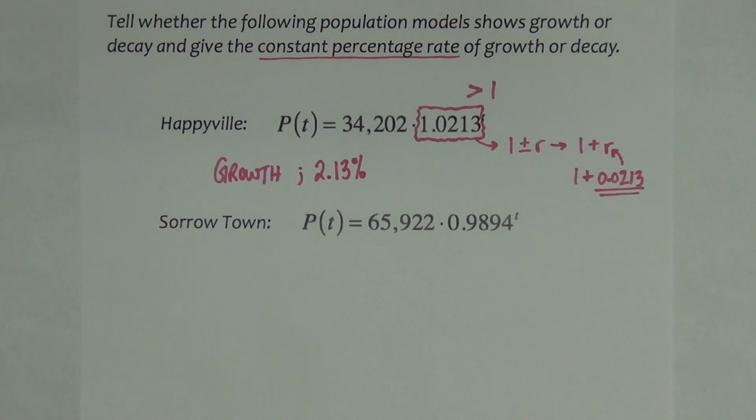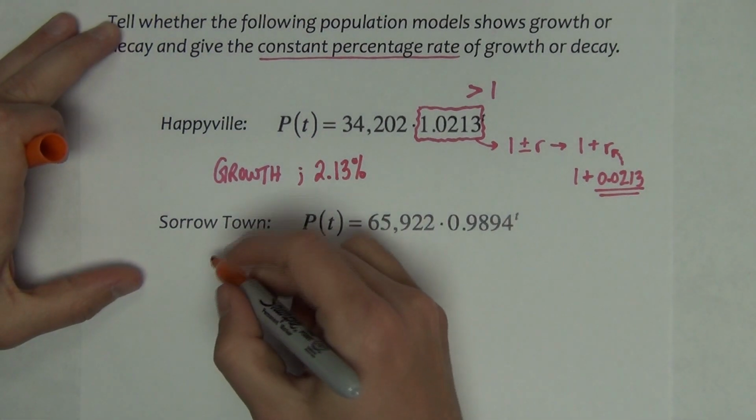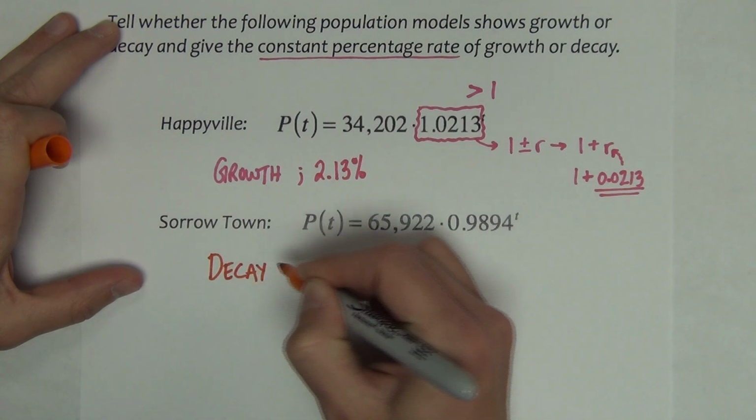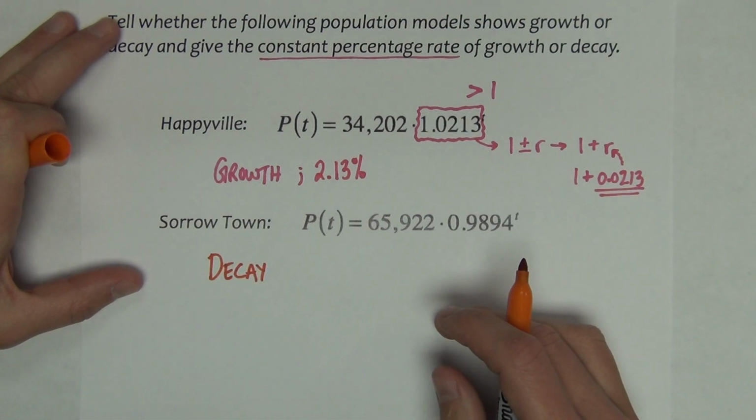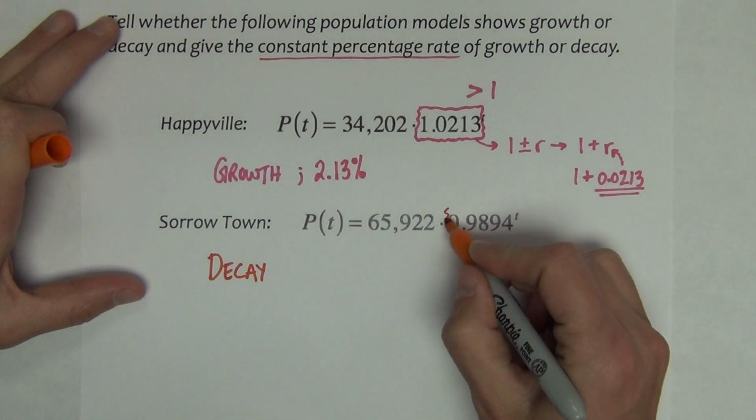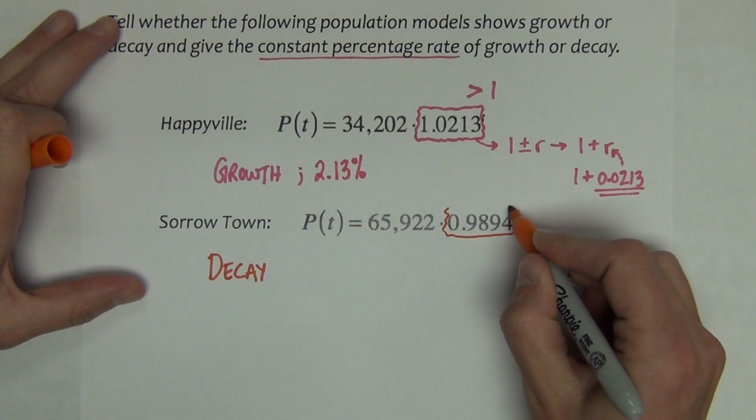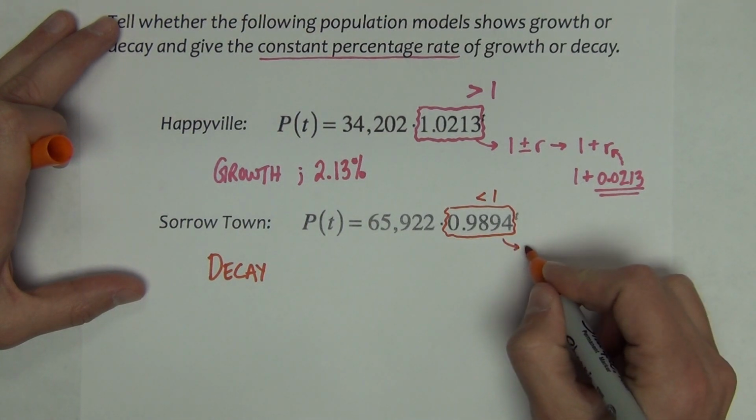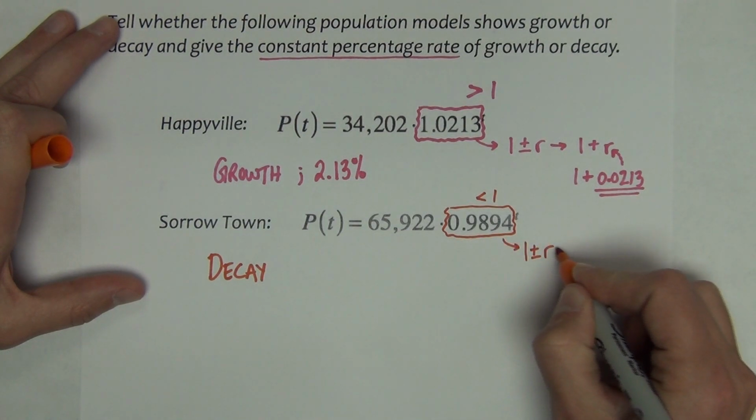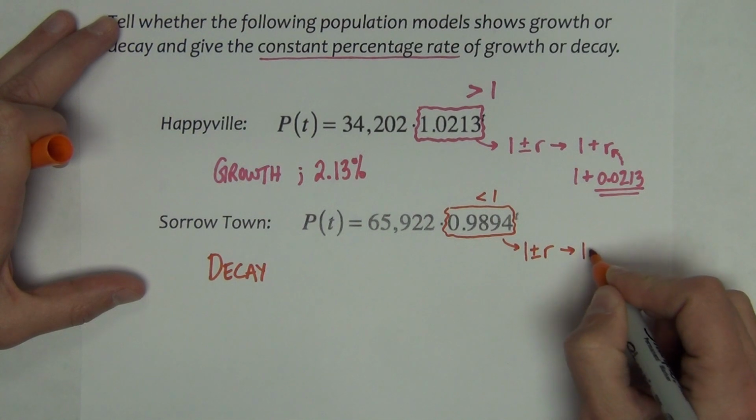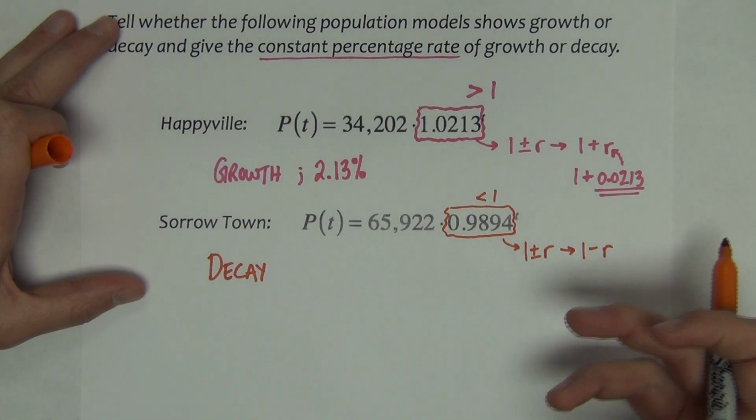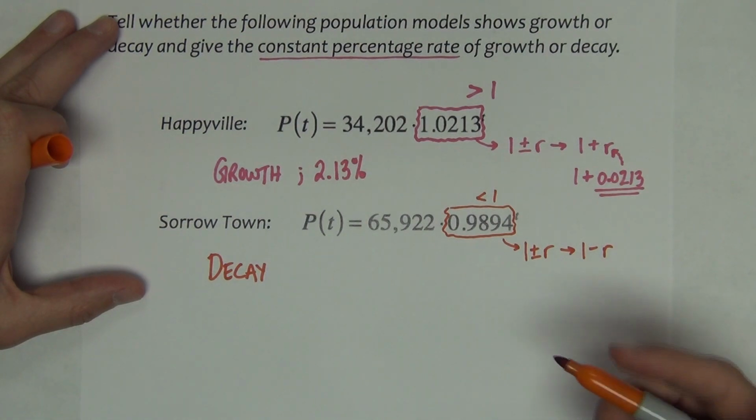If we look at Sorrowtown, they're sorrowful because their population is decaying. Their population model represents exponential decay, and we know it's exponential decay because their base right here is less than 1. In other words, from the 1 plus or minus r, this number was found by doing 1 minus r. So the 1 is getting smaller, therefore we've got exponential decay happening.